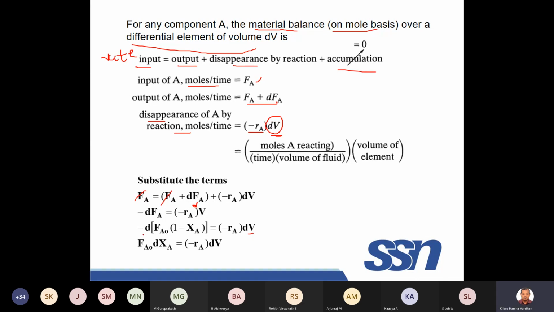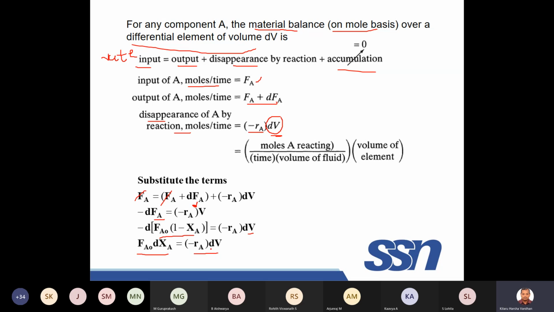So minus d of FA, which is nothing but FA naught into 1 minus XA, we can write, is minus RA into dV. So if you differentiate this, FA naught into 1 minus XA is FA naught minus FA naught XA. So differential of FA naught is 0. The differential of minus FA naught XA is minus FA naught dXA. Here 1 minus, here 1 minus, positive you get. FA naught into dXA is minus RA into dV.